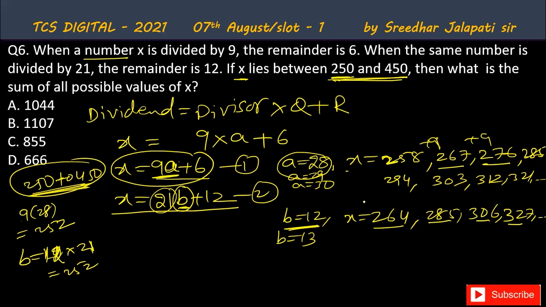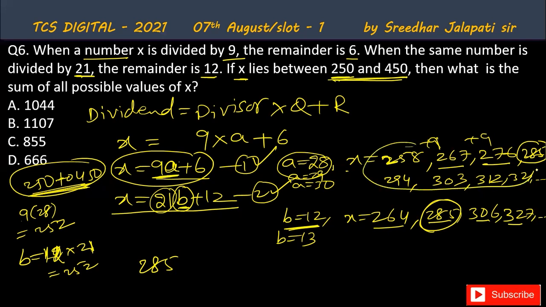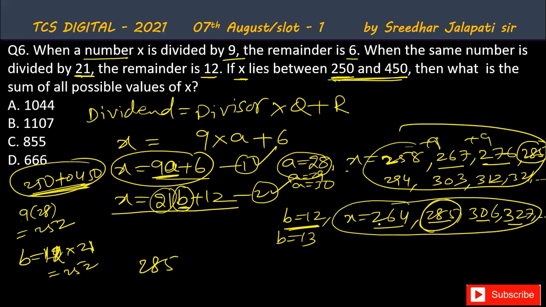So here, what is common in both? I think 285 you have got in the first case, and 285 you have got in the second case also. So that means 285 satisfies both the first condition and the second condition. That means 285 when divided by 9 leaves a remainder 6, and 285 when divided by 21 leaves a remainder 12. This satisfies both conditions. These numbers satisfy only the first condition. These numbers satisfy only the second condition. Common numbers satisfy both conditions. We want numbers which satisfy both conditions.